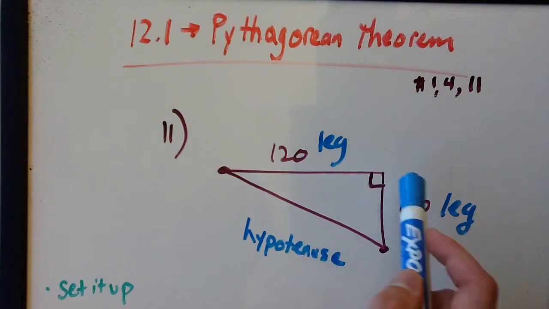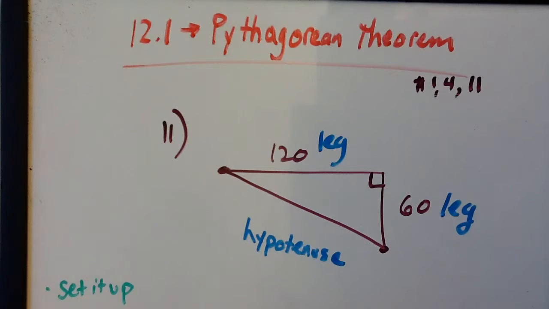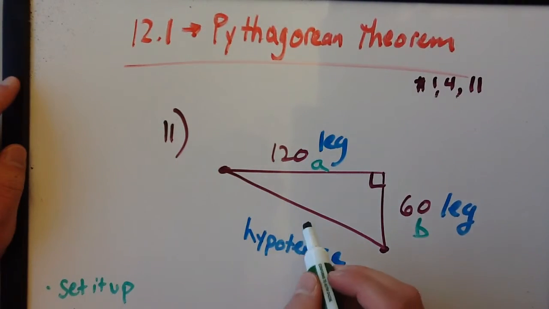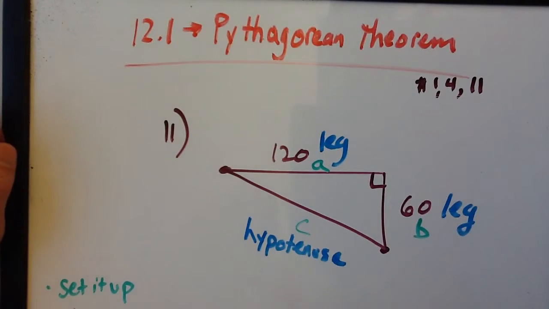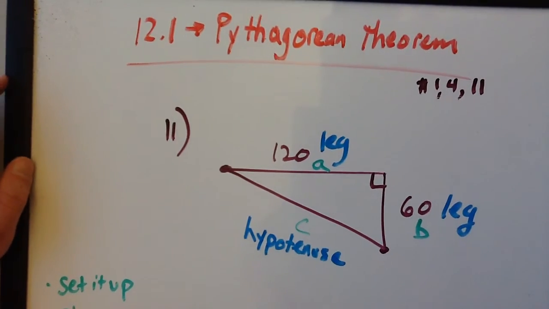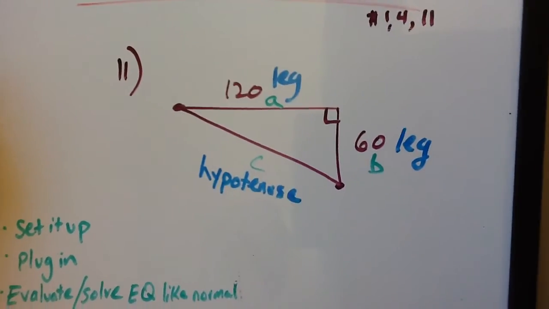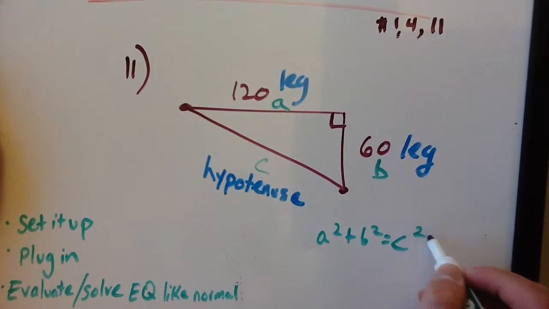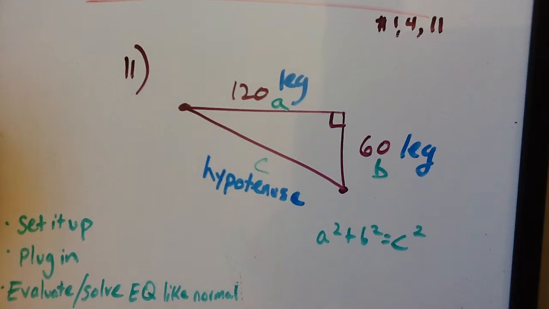So if you know the leg and the leg, you can find the hypotenuse, right? We would call one of the legs A, the other leg B, and of course the C, the side of the triangle opposite of the right angle, is C, the hypotenuse. So here we would set it up. A squared plus B squared equals C squared. Plug in A and B and solve for C like we did back in number 1.